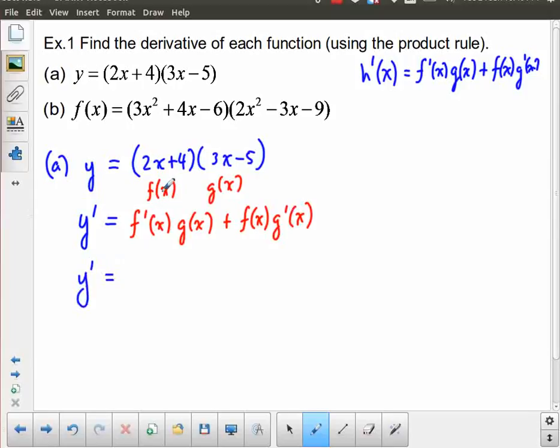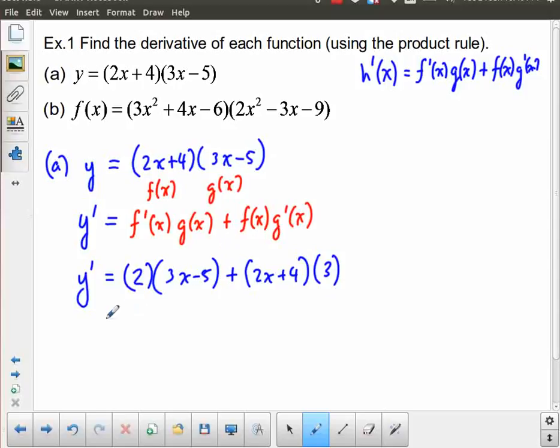So let's go back up here and take a look at f of x. What's the derivative of 2x plus 4? Well, the x term is to the power 1, so that just becomes the value 2, and the derivative of the constant 4 is 0, so this is just 2, times the second, which is 3x minus 5, plus the first, which is 2x plus 4, times the derivative of the second, which is simply equal to 3 using the power rule.